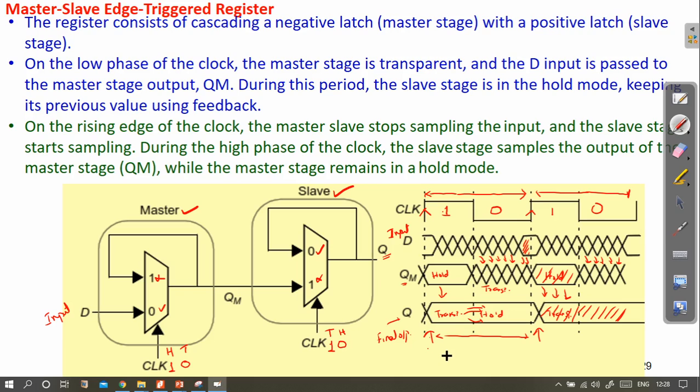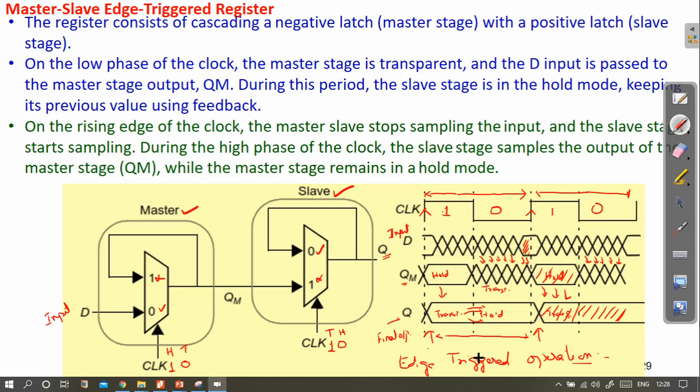So this says that this master slave stage is a register or flip flop which is edge triggered. This is not a level trigger, this is actually edge triggered operation. It means the output is captured at the rising edge of the clock, and for the rest of the duration that particular captured value is maintained.